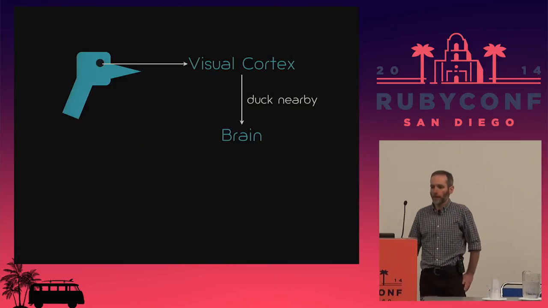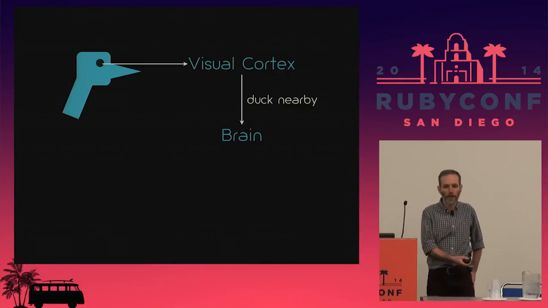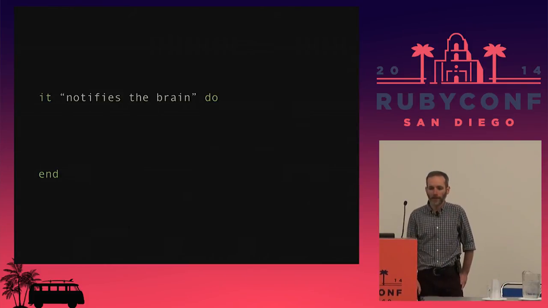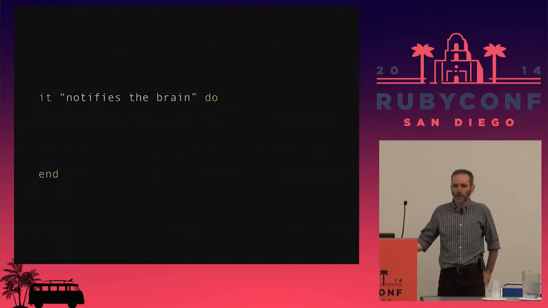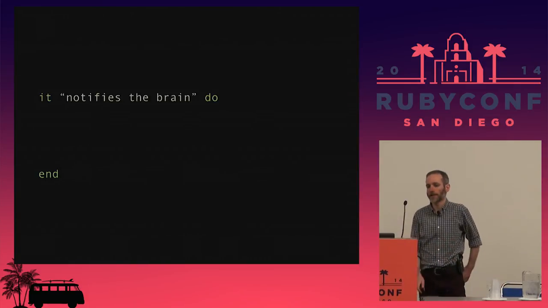Now, if you have a little think about what visual cortex does, it says, when there's a duck nearby, I'm going to tell the brain about this. So I'm going to implement that very small slice of functionality. So let's start writing a test for that. So this is about notifying the brain. I'm missing some context here. I'm going to imagine we set this up so that we are faking the image data coming in from the eye, which shows a duck nearby. This is the context in which we're writing this test.